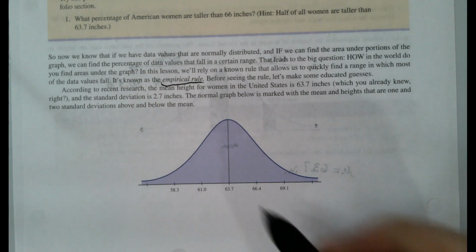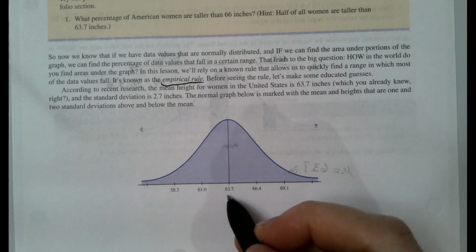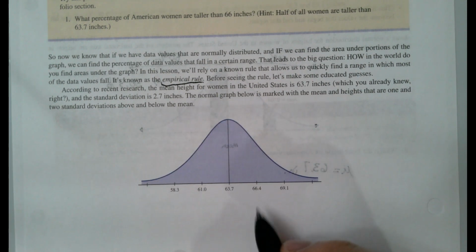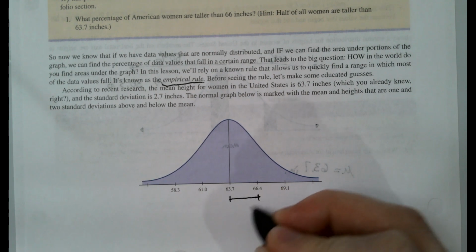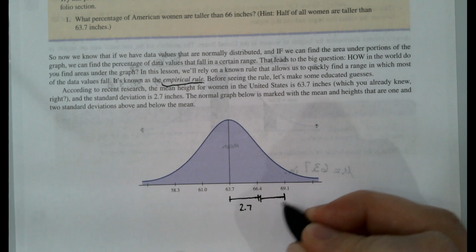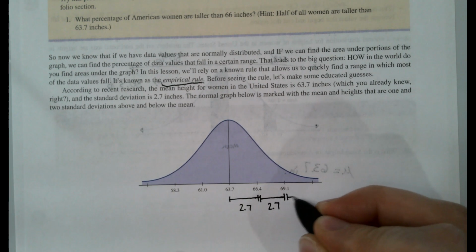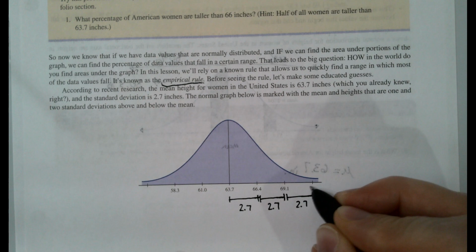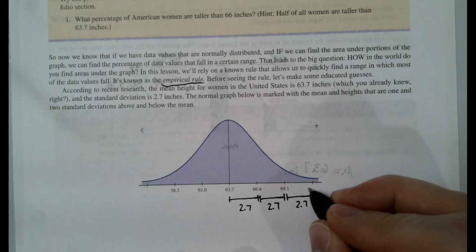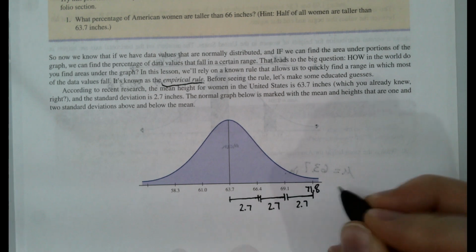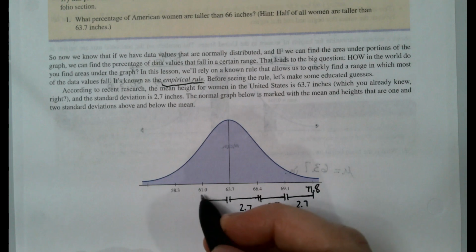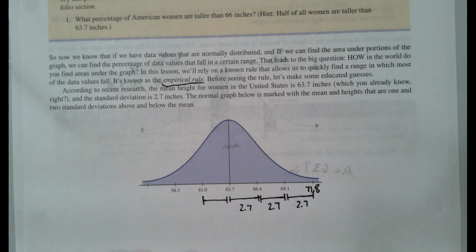And we marked that out on the graph below here, 63.7. We added 2.7 to 63.7. So this distance here was 2.7, and we got 66.4. We added it again. We got another 2.7. We could have added it one more time, and we would have gotten another value here. What is that? 71.8. And then for here, we subtracted it. So 63.7 minus 2.7 is 61, and so on and so forth.